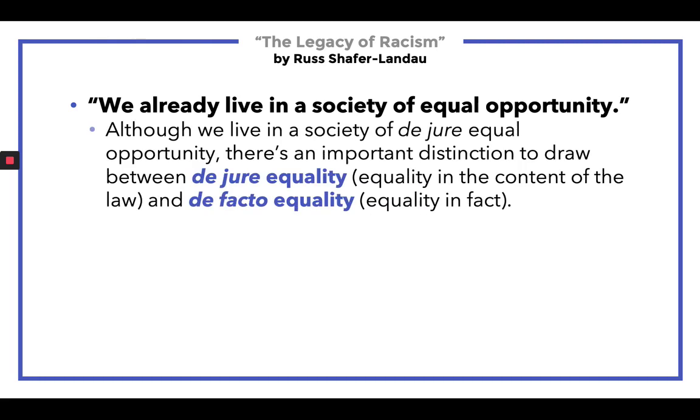The problem, though, is that what we live in is a society where there's de jure equal opportunity, but there's an important distinction between de jure equality or equal opportunity and de facto equality or equal opportunity. De jure equality is equality in the content of the law. The law doesn't discriminate and give additional benefits or opportunities to one racial group over another. But as a matter of fact, we might notice that certain racial groups do have more opportunities than others.